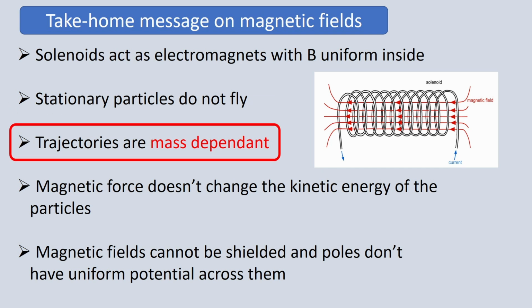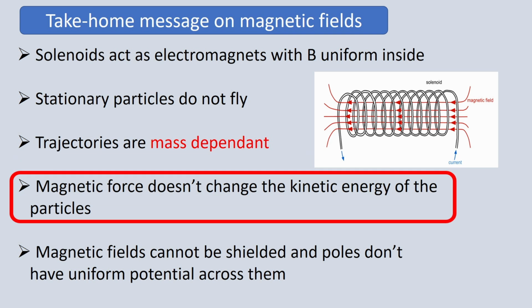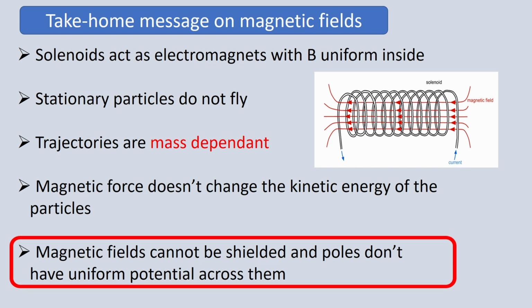Then trajectories are mass dependent. This is also really important if, for example, in many instruments we use the fact that particles with different mass will behave differently in a same magnetic field. Then magnetic force doesn't change the kinetic energy of the particles. And finally, magnetic fields cannot be shielded as electrical field, and poles don't have a uniform field across them.